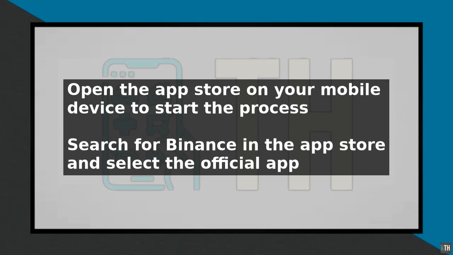To download and install the Binance app on your mobile device, start by opening the App Store on your phone. For iOS devices, this is the App Store, while for Android devices, it is the Google Play Store. Once you have opened the App Store, type Binance into the search bar and select the Binance app from the search results. Make sure to choose the official Binance app to avoid any potential scams or fake apps.